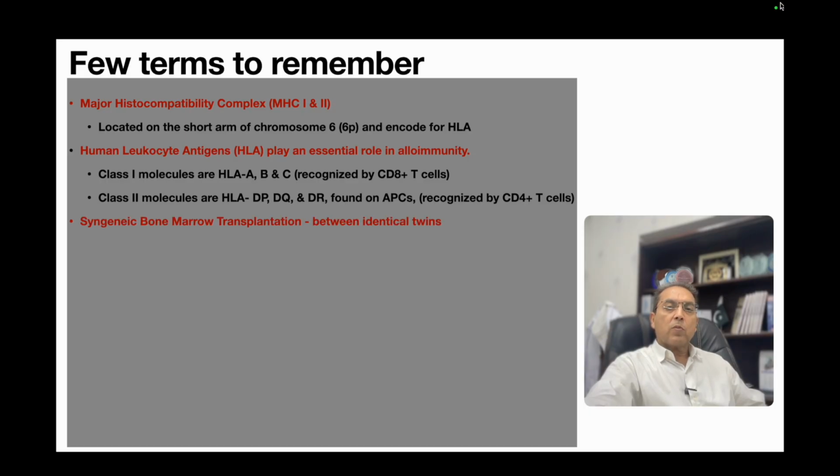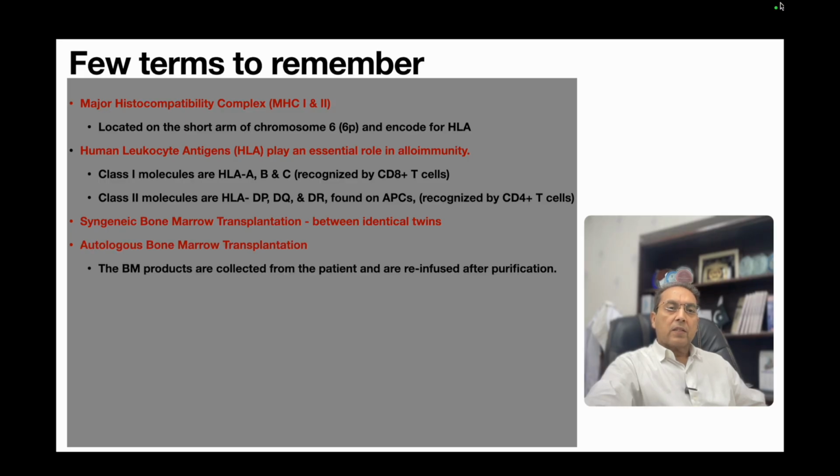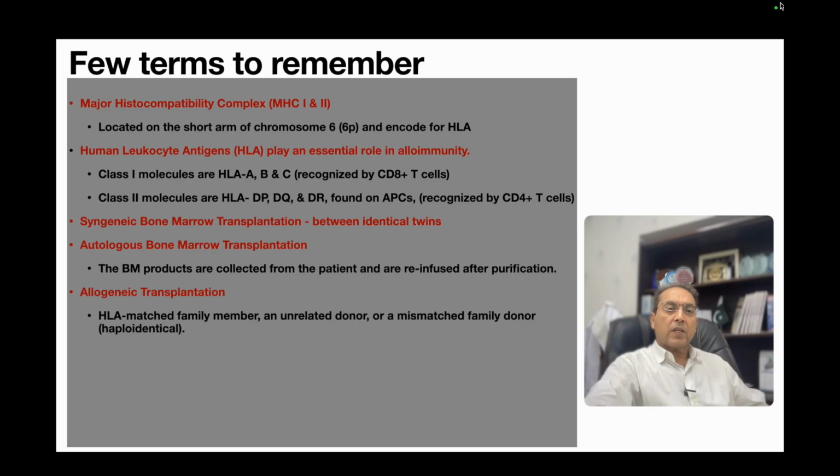Then we've got syngeneic bone marrow transplantation, that is transplantation between two identical twins. Then we've got autologous bone marrow transplantation, where the bone marrow products are collected, stored, and retransfused back into the same patient. This is called autologous transplantation, and this is usually done after the bone marrow is purified. And then you've got allogenic transplantation. Allogenic transplantation is from HLA matched family members, an unrelated donor which is HLA matched, or a mismatched family donor which is called haploidentical.